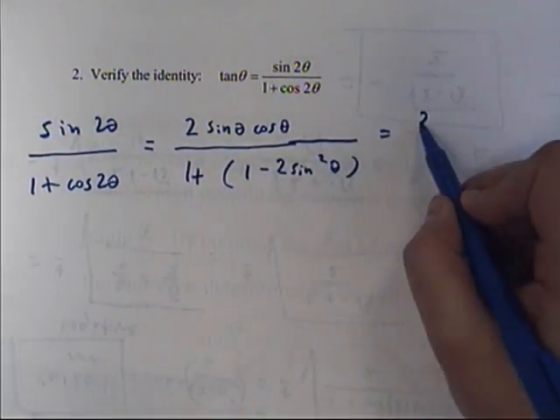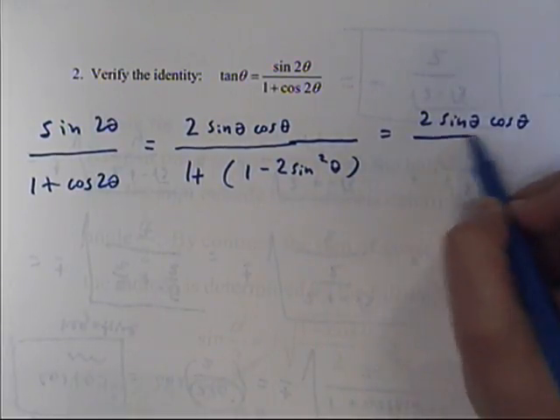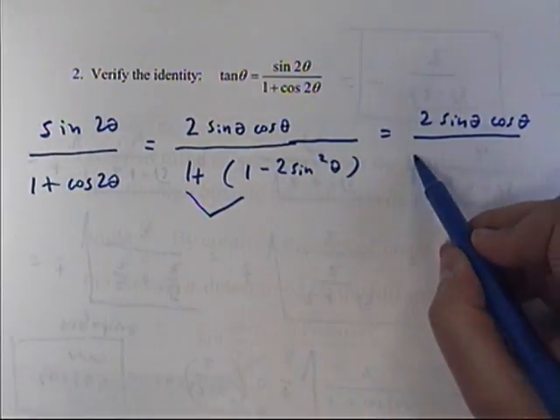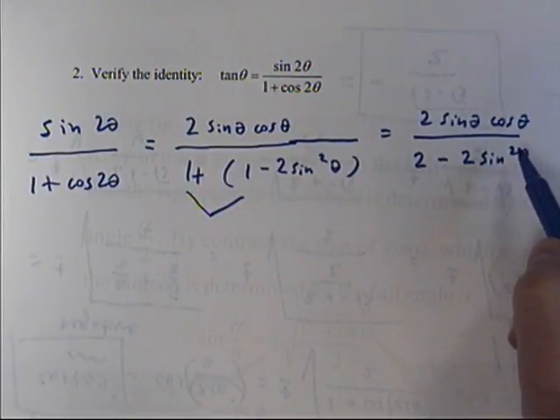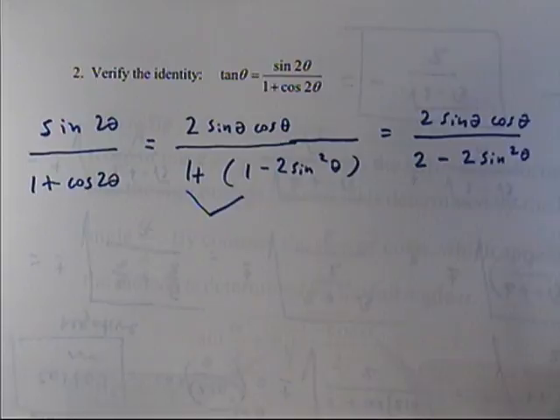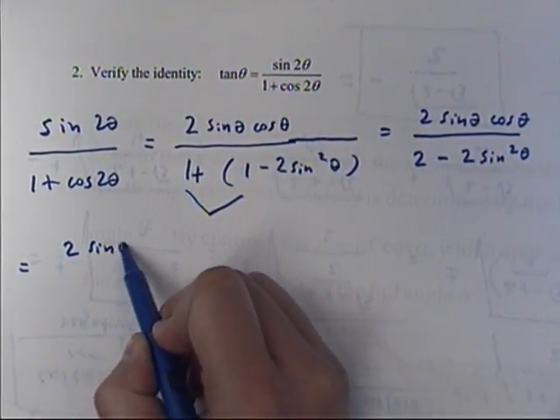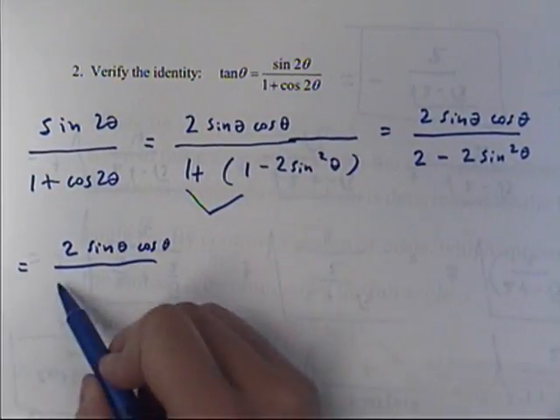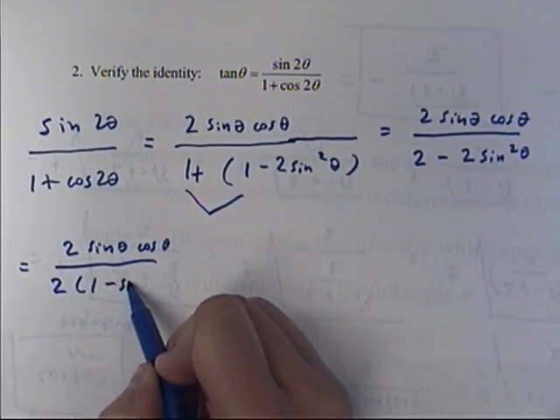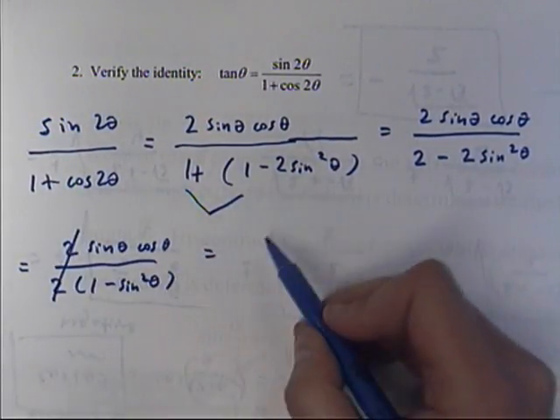Which gives me, the top stays the same, and the bottom I can add these two together, which gives me 2 minus 2 sine squared theta. Now the bottom, you can see that I can factor out a 2. So again, the top stays the same. And now if I factor out a 2 from these two, I have 2 times 1 minus sine squared theta. Then I can cancel my 2's.